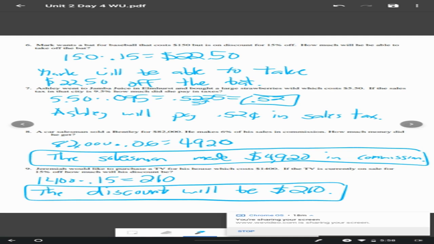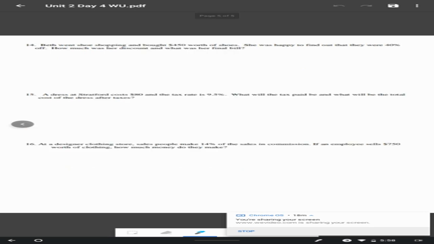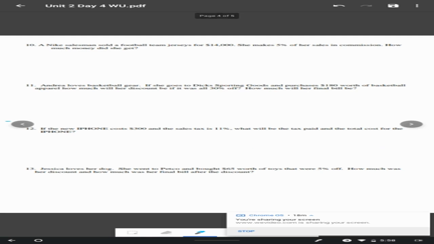So hopefully you got all those right if you paused. And the last page, oh man, we got another one after that. All right, page 4, I think is going to be some of the ones where you got to find the total as well. They're going to be mixed in here now. So number 10 is a commission one. This is where you just multiply both of them. We're going to skip that one because we did a few of those.